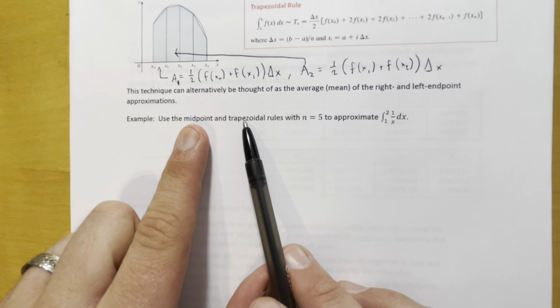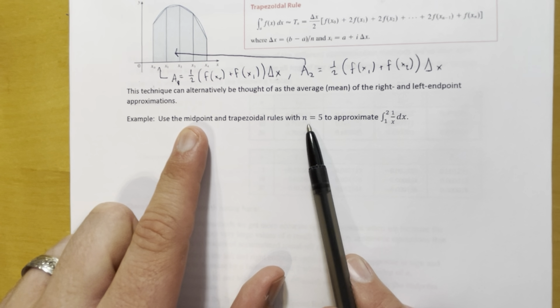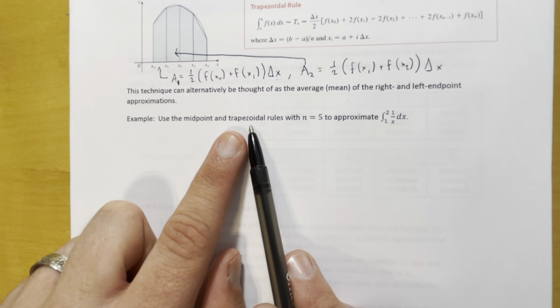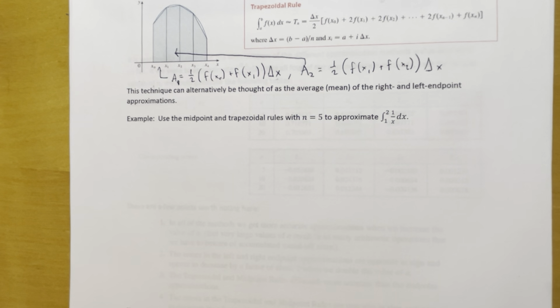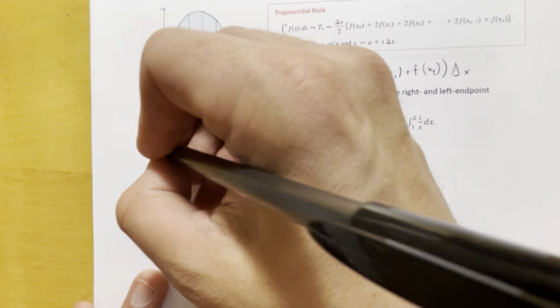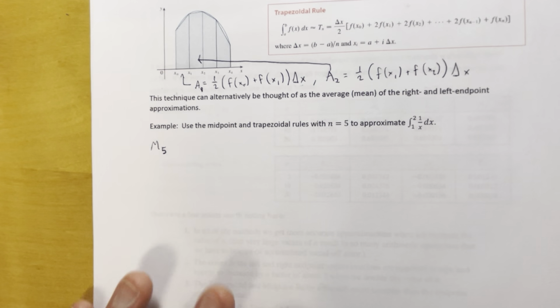We're using the midpoint and the trapezoidal rules, and for each of these, you need to specify a value for n. Remember that n represents how many rectangles in the case of the midpoint rule, or how many trapezoids in the case of the trapezoidal rule that I'm using in my sum. Okay, so starting with the midpoint rule, M5, that's how we notate what we're finding there.